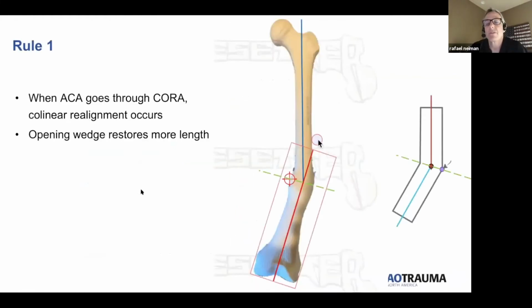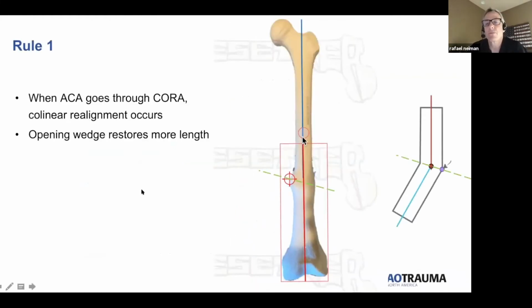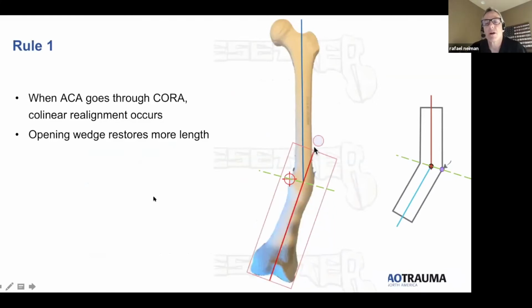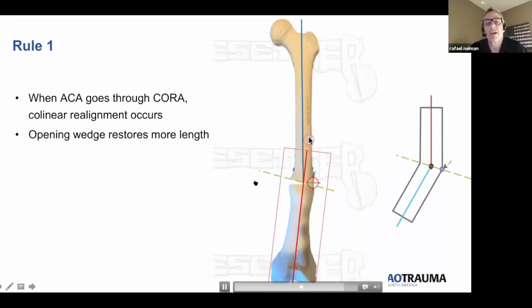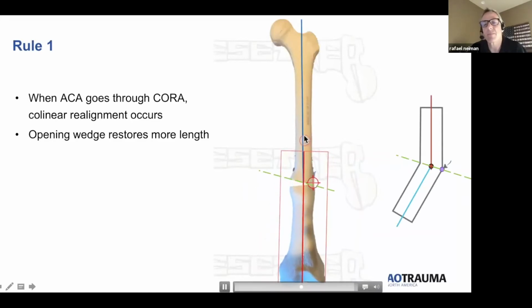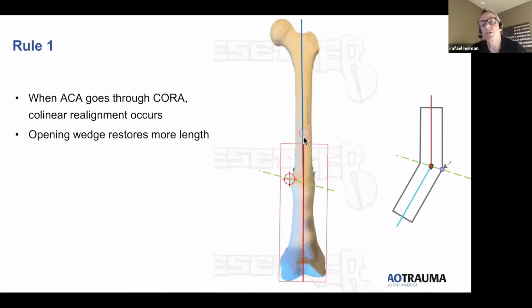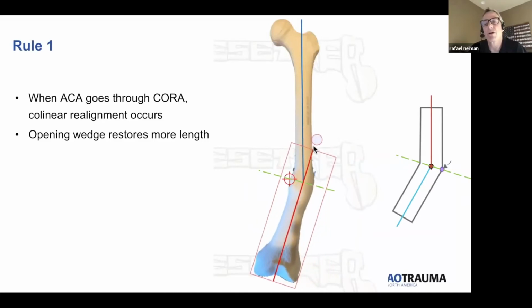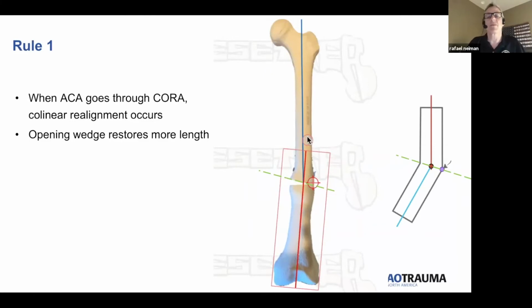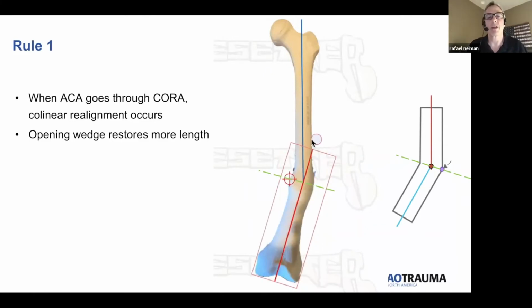So this brings us to the first rule of Paley's CORA method: as long as you're along this bisector line and you rotate, you're going to get collinear realignment. So that's the difference between opening and closing wedges. They're both along that same line. They're both considered CORAs. Their ACAs are in different places, but they correct your alignment without any residual deformity.